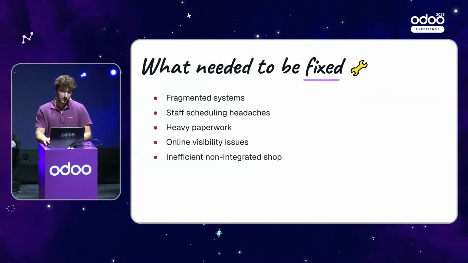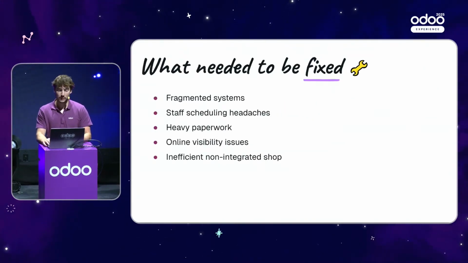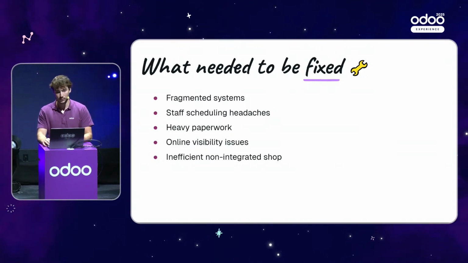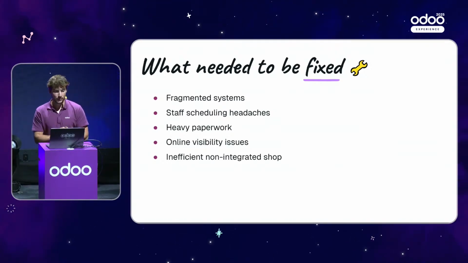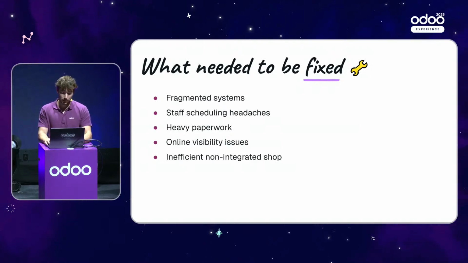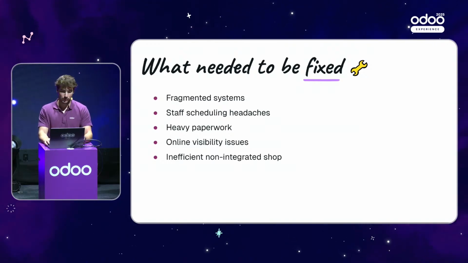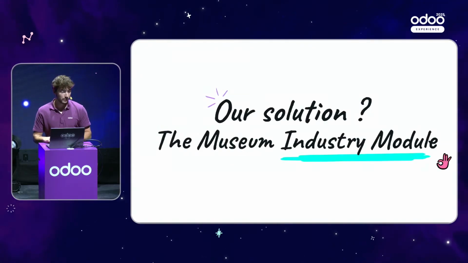What needed to be fixed? First, the fact that you had fragmented systems. Also, the fact that it was sometimes a headache to manage the staff scheduling. A lot of heavy paperwork, online visibility issues with the website, and also an inefficient shop, non-integrated with the rest of your software. So what did Odoo do? Well, it created the museum industry module.